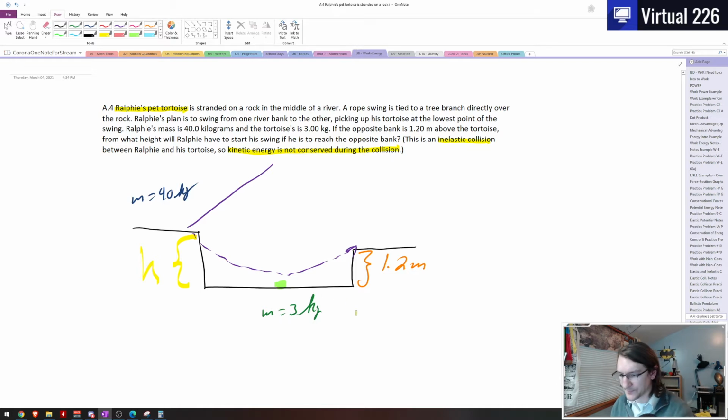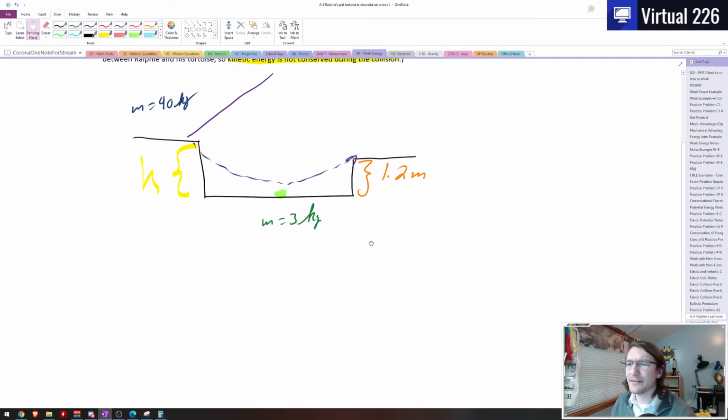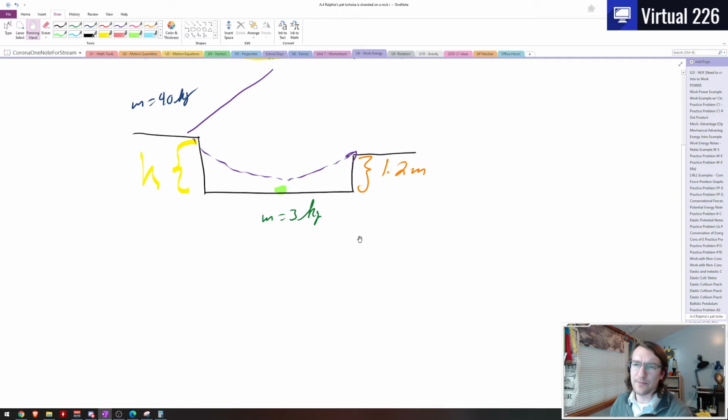So here's how we do it. First, let's walk through this problem, and then we're going to end up going backwards through it. But let's walk through it forwards. When Ralphie is up at this height here, he has some gravitational potential energy. He has up here some mgh, and we'll call this H1, and over here, we'll call this H2.